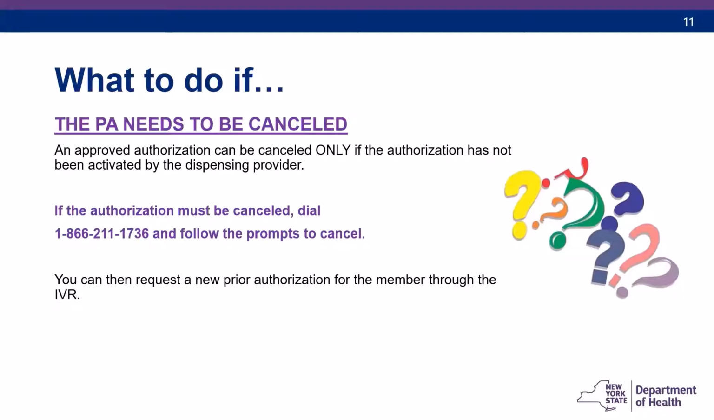An approved authorization can be canceled only if the authorization has not been activated by the dispensing provider. If the authorization must be canceled, dial 1-866-211-1736 and follow the prompts to cancel. You can then request a new prior authorization for the member through the IVR.